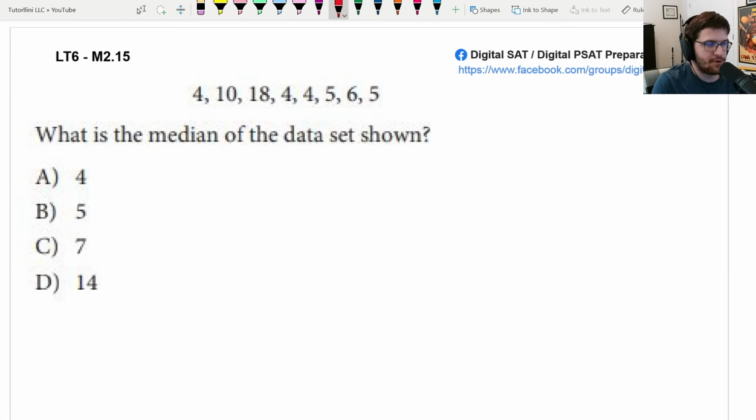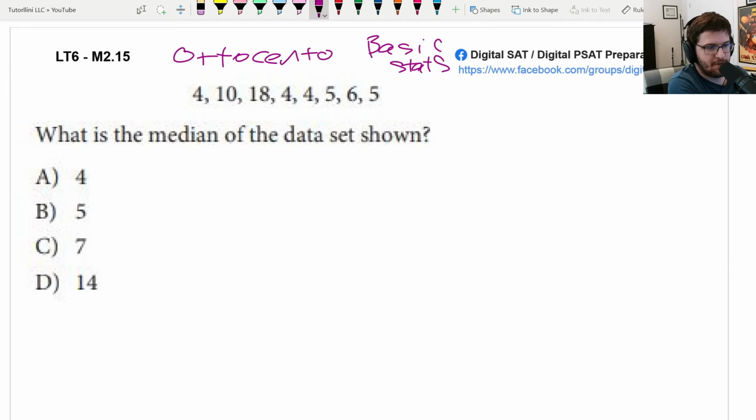Okay, this is module 2, question number 15. Again, guys, I go over this in my video on basic statistics. I also have a series of shorts coming out on most of the topics from that video as well. Should be out pretty soon. Anyway, so I go over here.